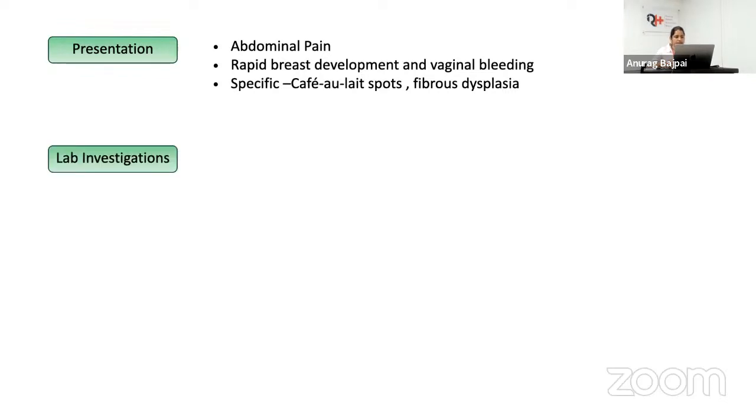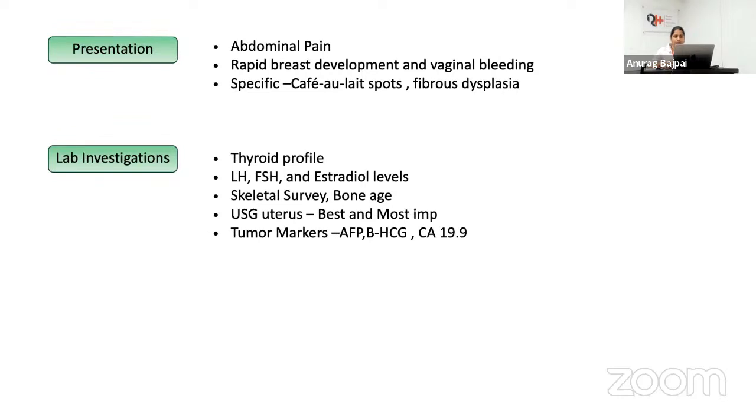And the lab investigations, as we know: the thyroid profile, gonadotropin, estradiol levels, skeletal survey, and the bone age should be done. And the ultrasound of the uterus is the most important and the best investigation to look for the ovarian cyst. And if we find any echogenicity and irregular walls in the cyst, we should go for the tumor markers like AFP, beta HCG, and the CA-125.